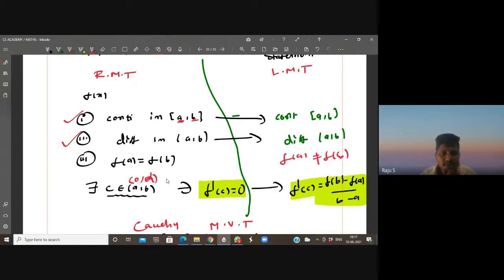C belongs to the open interval (0, alpha), which means shall I write it like this: 0 < C < alpha? There exists a point C, any point C, that is less than alpha, because the interval is 0 to alpha.